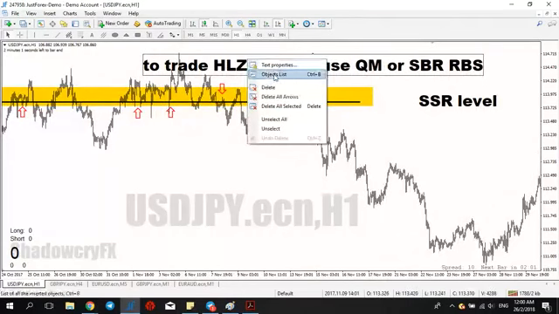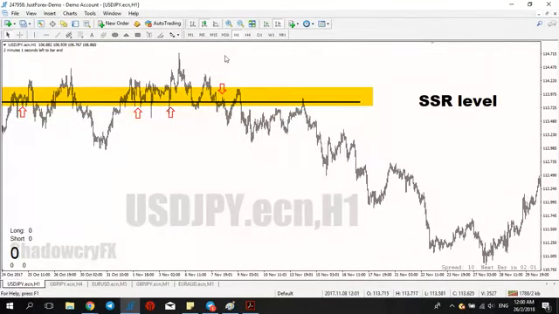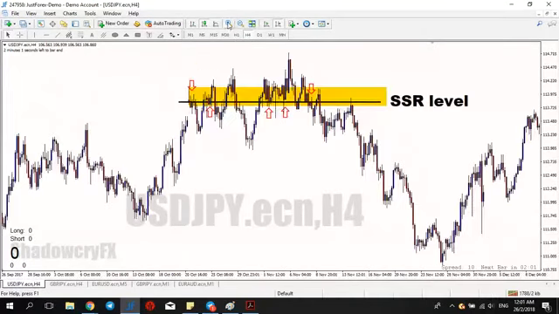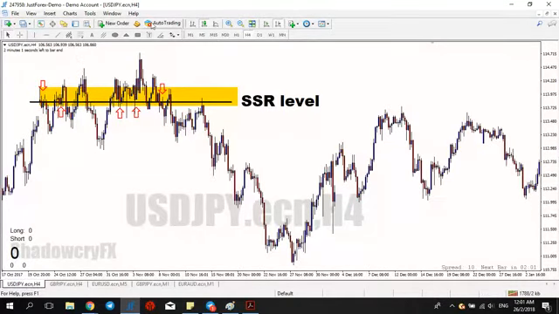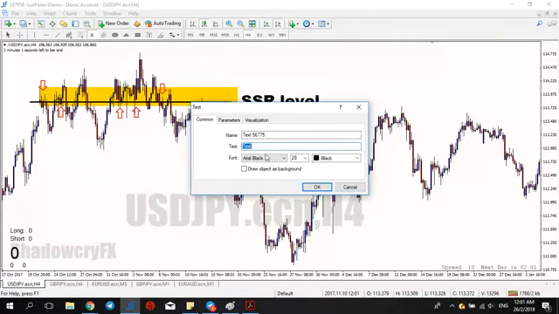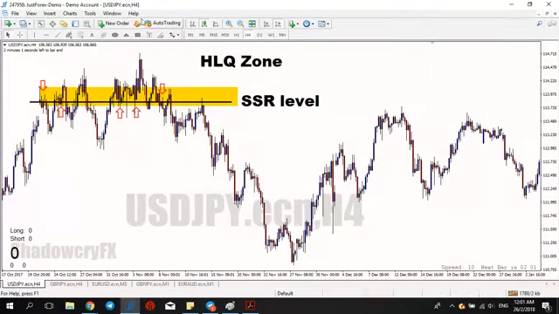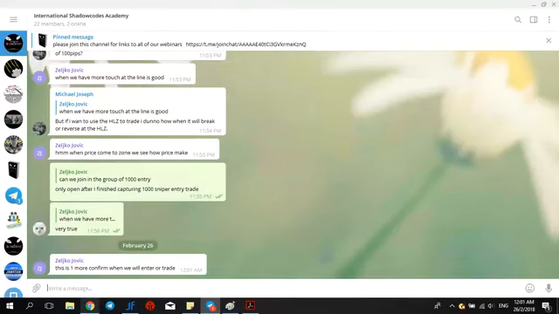So this is the high liquidity zone. H4. HLQ zone. Okay, but our entry will be on SSR. All right. This is one more confirm when we enter or trade. Yes, another confirmation.